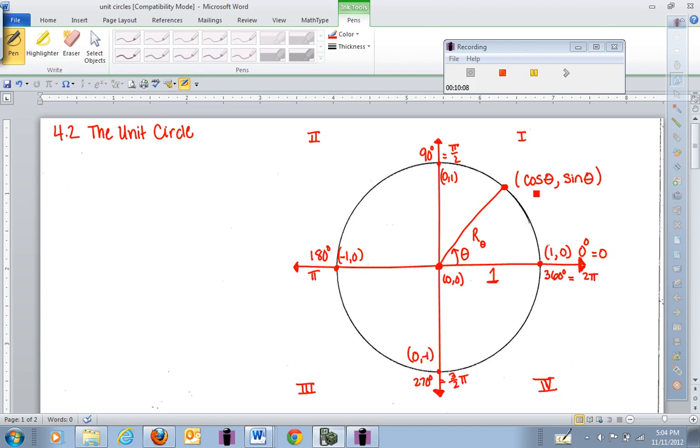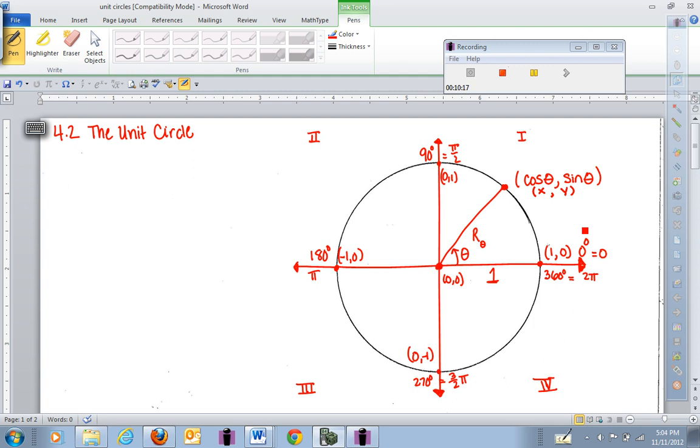But the coordinates of that point are cosine theta, sine theta, which is kind of neat because that happens to be your x, comma, y. So if somebody gives you the coordinates of an ordered pair from the unit circle, then you would know the cosine of theta is the x value and the sine of theta is the y value. We're going to use that in just a little bit to solve for some of these easy ordered pairs that we wrote on here.